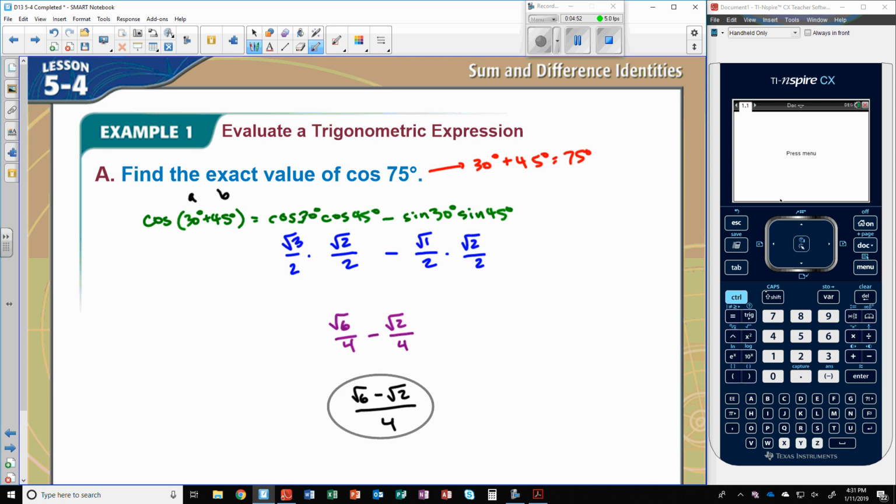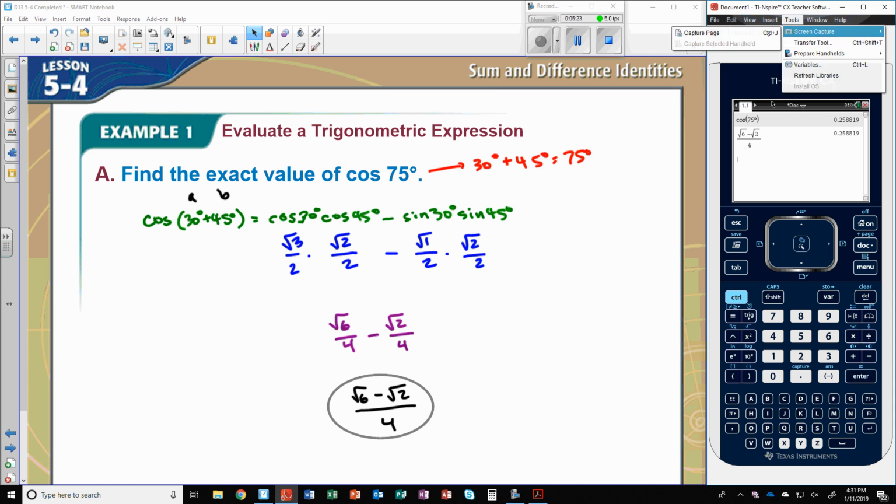And I'll check it real quick. If I come over to my calculator, I'm going to press menu, calculator. Let's find out the cosine of 75 degrees. Press the degree button here. Press enter. Let's see if that's the same thing as square root 6 minus square root 2 all over 4. Let's check it. Yes, the values are the same. We did this one correctly.